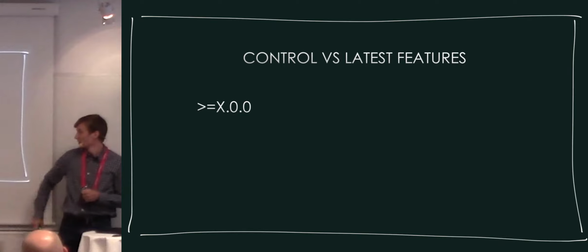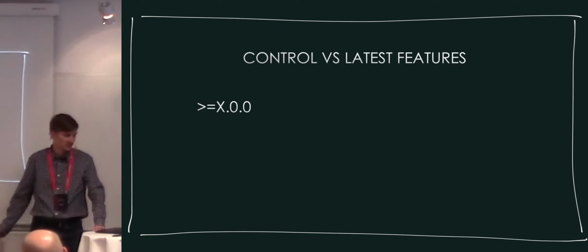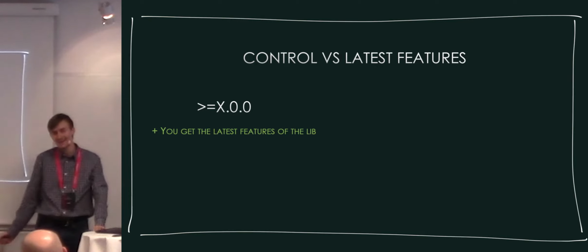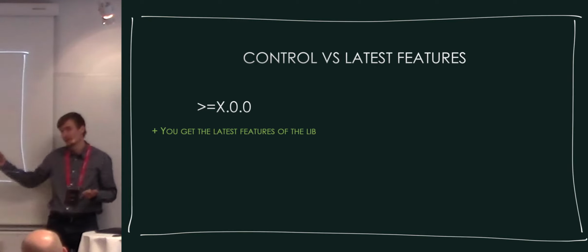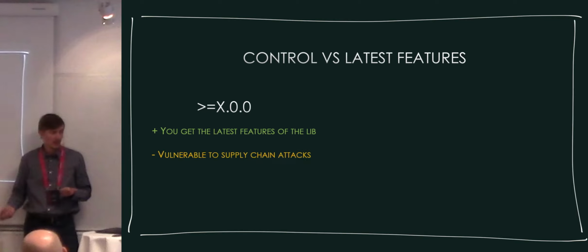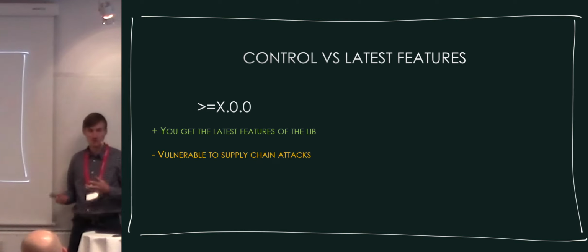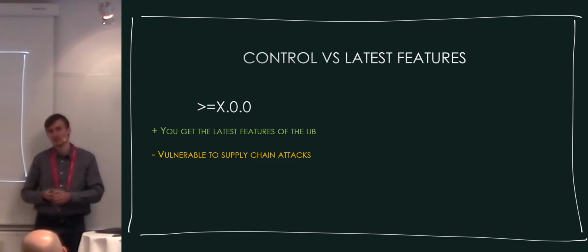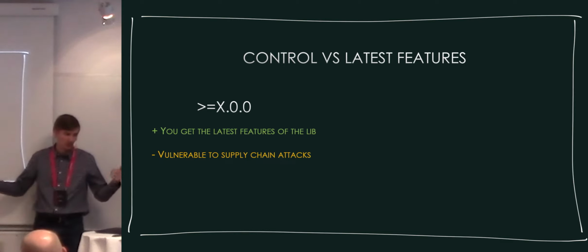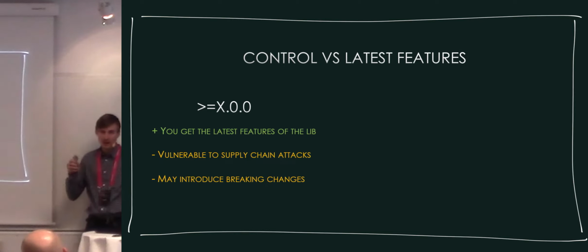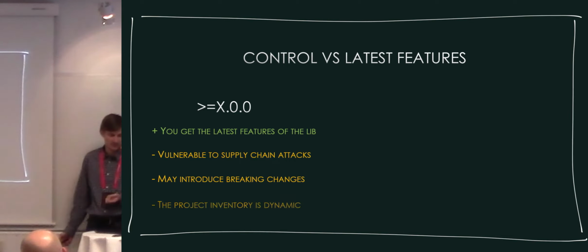So this is your npm or your NuGet or package reference file. The plus of this, the good point, is that of course you get the latest features of the library, but there are a bunch of downsides. You become vulnerable to supply chain attacks. Who knows if the newer version is using some dependency which is vulnerable at some point? You don't know that. These libraries may introduce breaking changes, so you may break the functionality.